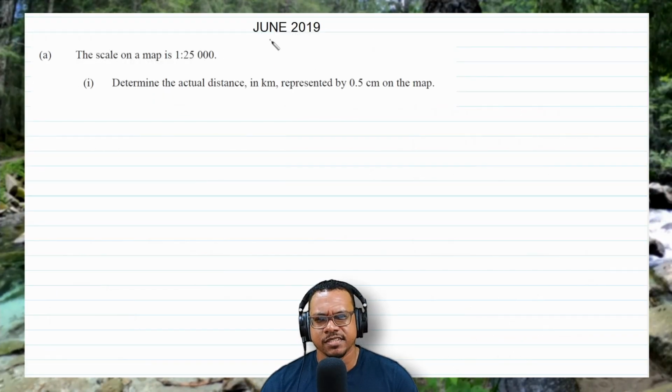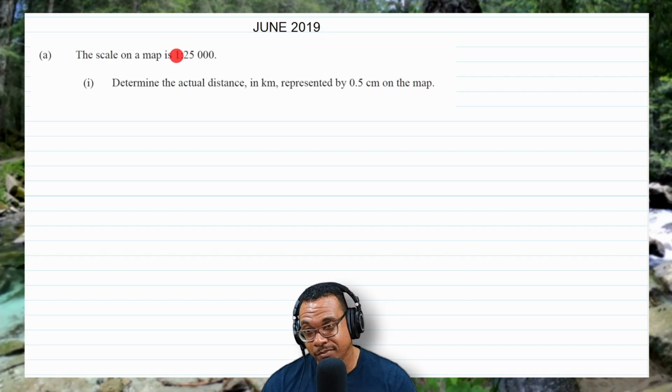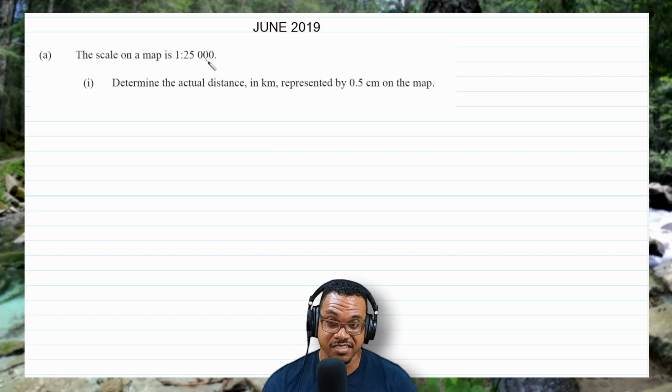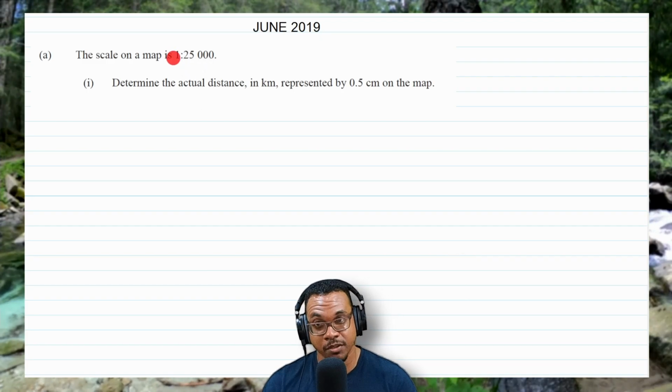So moving on to question 6 for June 2019, we have the scale on a map is 1 to 25,000. Now this just means that every 1 unit on the map is 25,000 actual distance. So 1 centimeter on the map will be 25,000 centimeters actual distance. If you had 1 meter on the map, it'll be 25,000 meters actual distance. So that's how it's operating.